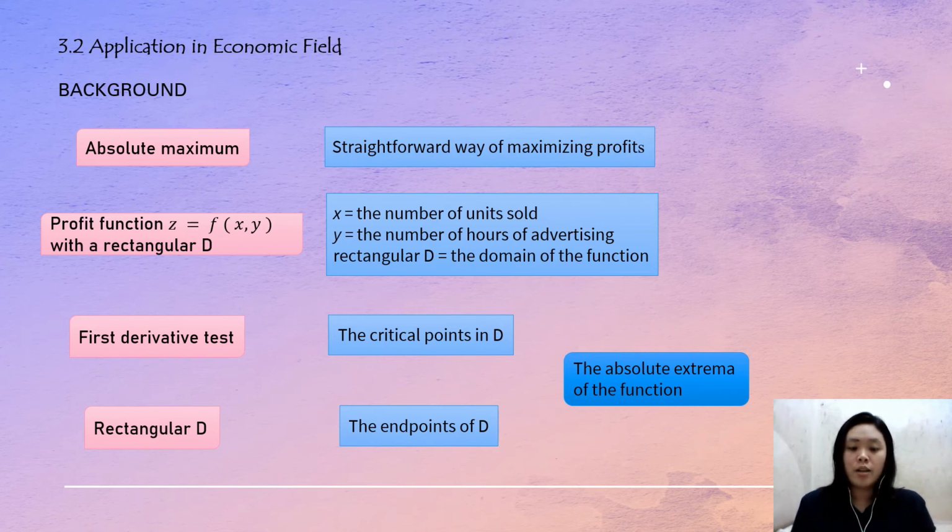Background: the absolute maximum for this function represents a straightforward way of maximizing profit. A profit function z equals f(x,y) with a rectangular domain D is considered, where x and y represent the number of units sold and the number of hours of advertising respectively, while the rectangle D represents the domain of the function. In this case, the first derivative test is used to determine the critical points in D, and the rectangle D is used to find the endpoints of D. The critical points and endpoints of D are used to find the absolute extrema of the function.